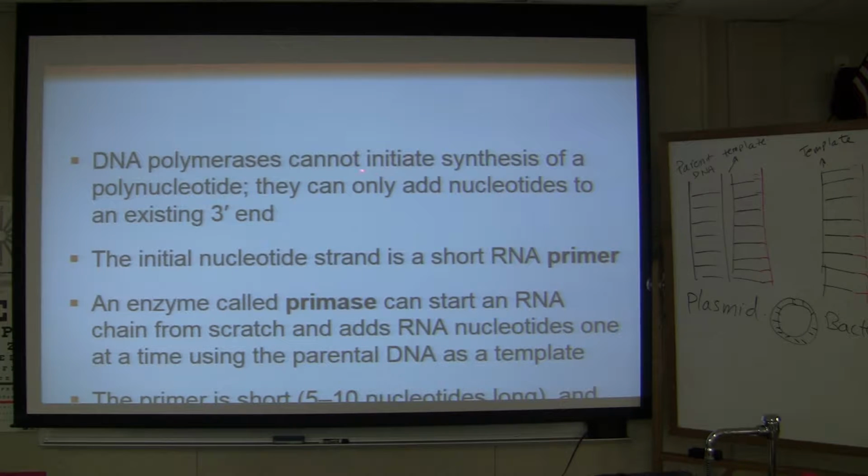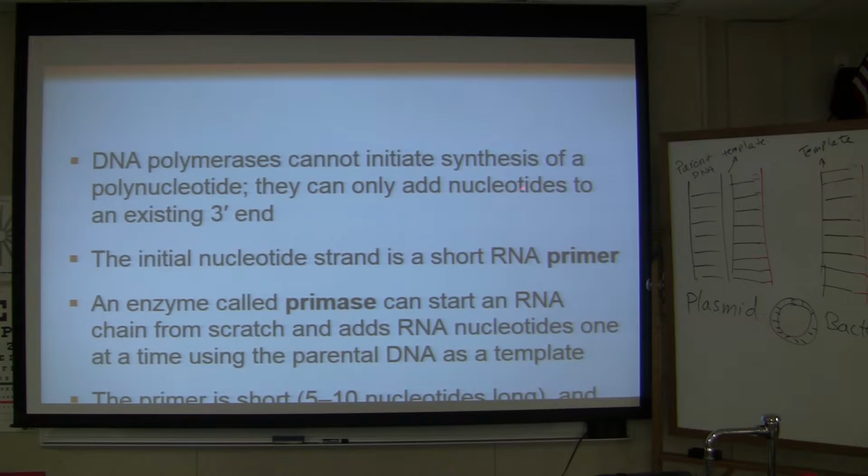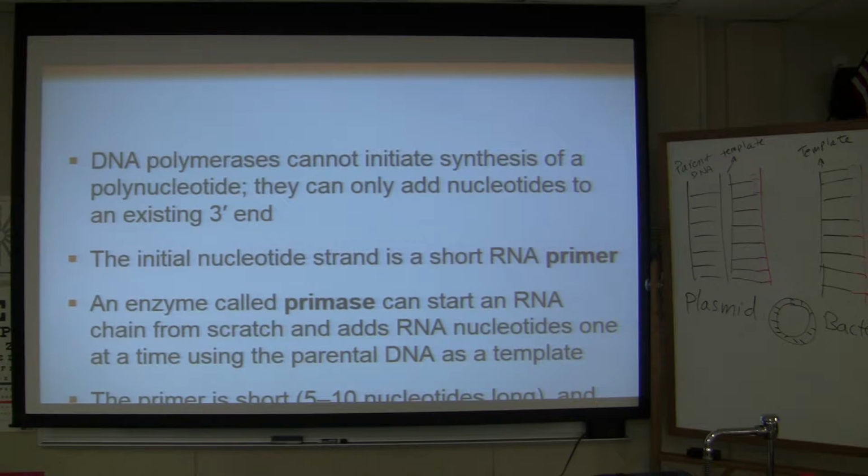DNA polymerase cannot initiate. DNA polymerase is an enzyme that actually makes DNA. All of those enzymes I gave you so far, topoisomerase, helicase, primase, none of them make DNA. Those enzymes are initiating a replication of DNA. But DNA polymerase cannot initiate synthesis of a polynucleotide. They can only add nucleotides to the existing 3' end. Okay, and you will see a picture.